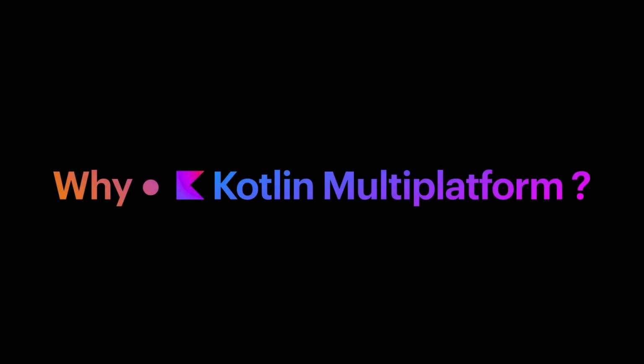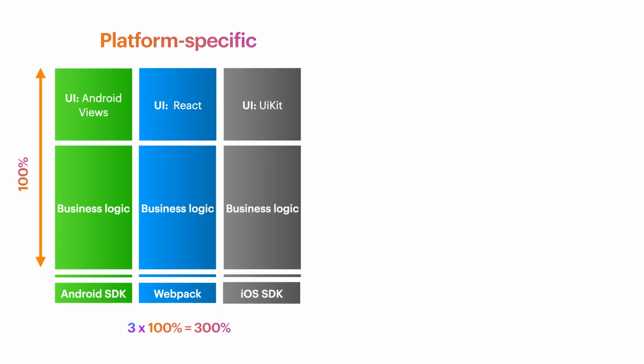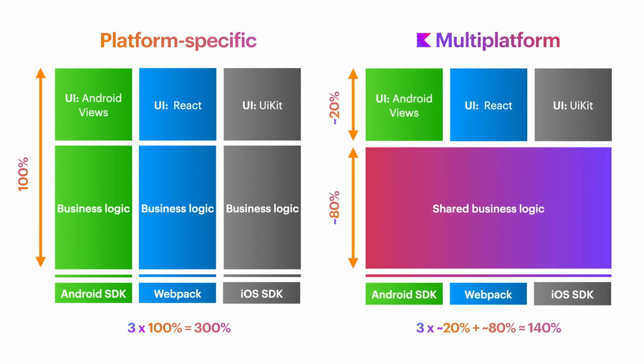Alright, let's talk about why you should bother with Kotlin Multiplatform. Typically, when you write a platform-specific app, you end up writing about 100% of the code. Multiply by the number of targets, and you would end up with 300%. Not only does this mean you end up writing three times as much code, you also end up writing three times as many bugs. With Kotlin Multiplatform, you share around 80% of your code base with each of the platforms. But you still need to write about 20% platform-specific UI code, which yields around 140% altogether. Which means you only end up with around 1.4 times as many bugs, theoretically, anyways.